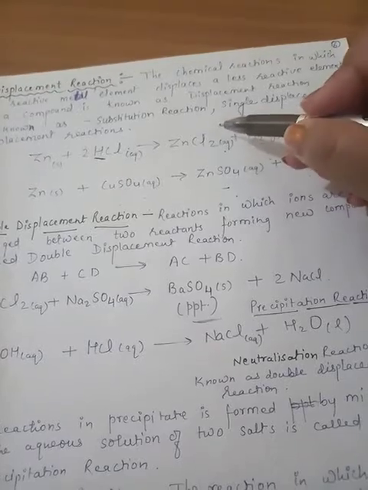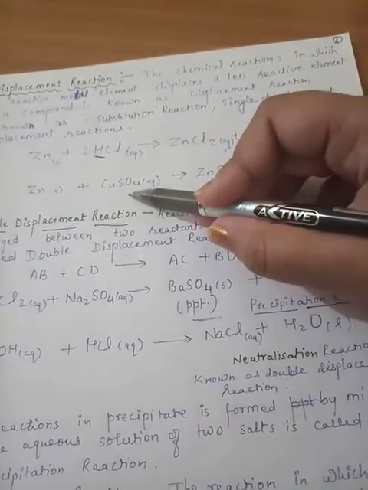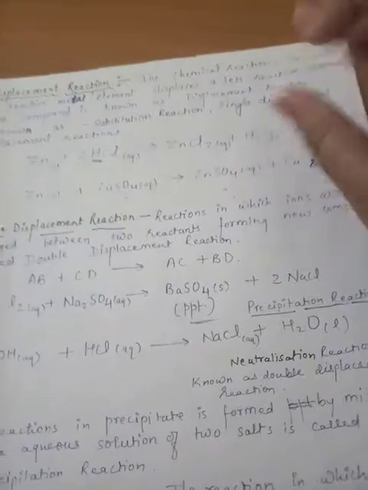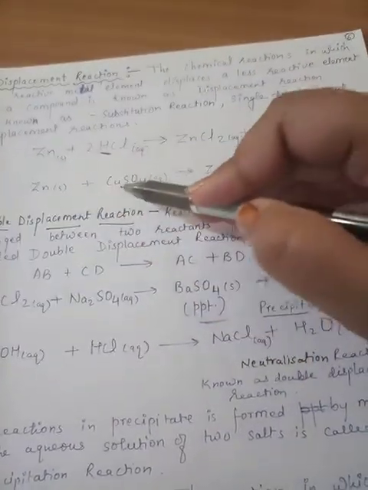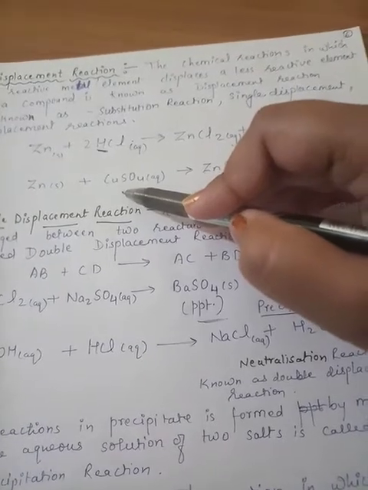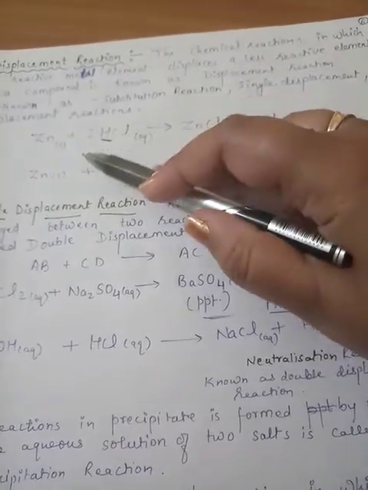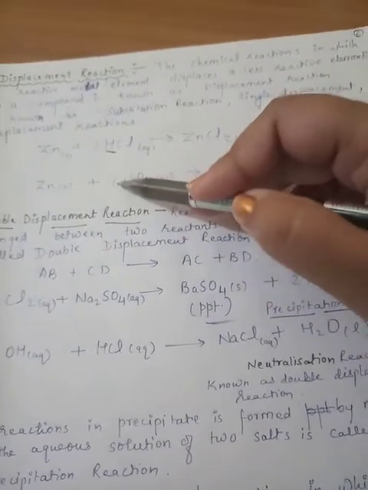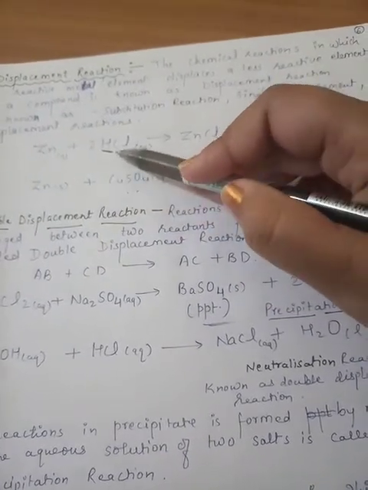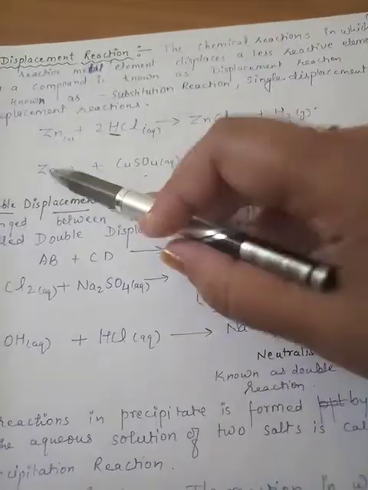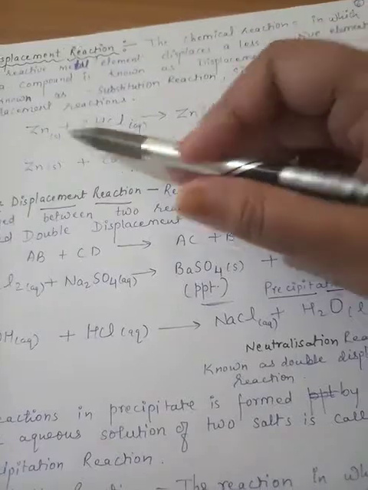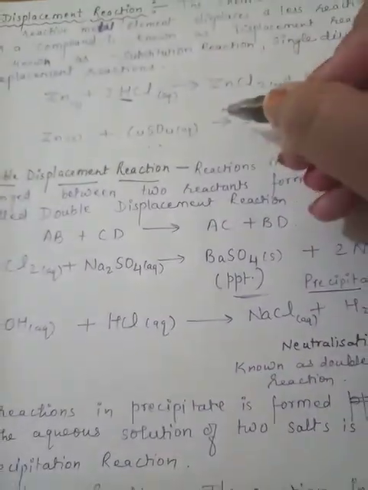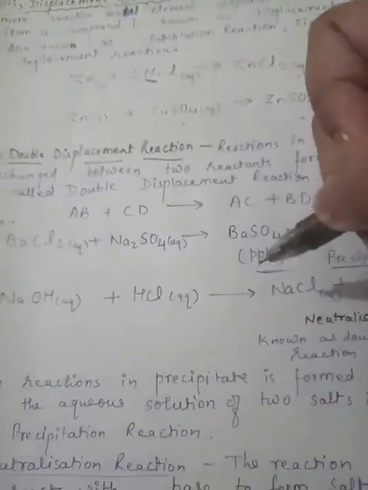One question comes to your mind: why is zinc displacing the hydrogen and copper? Here one more point is to be noted. The more reactive metal displaces the less reactive metal. So in this reaction, zinc is more reactive than the copper and the hydrogen. The more reactive element is going to displace the less reactive. Copper is less reactive than zinc. Hydrogen is also less reactive. The same point is to be noted here also.